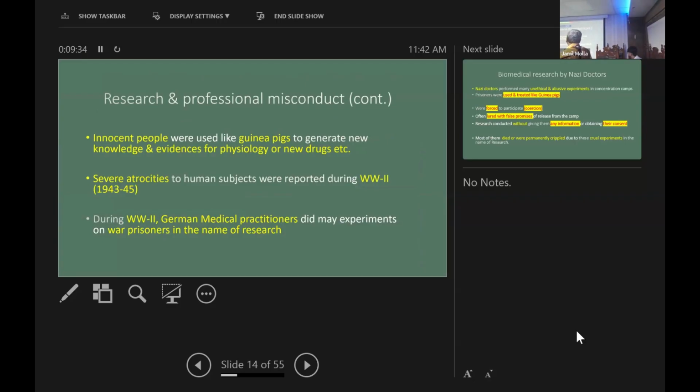Severe atrocities were reported during World War II. German medical practitioners conducted so many experiments on human beings, war prisoners, and that raised a huge outcry. And ultimately, that gave rise to the first concept of ethics. So the concept of modern ethics has come from this. There are many beautiful stories. I'll tell you some major stories.